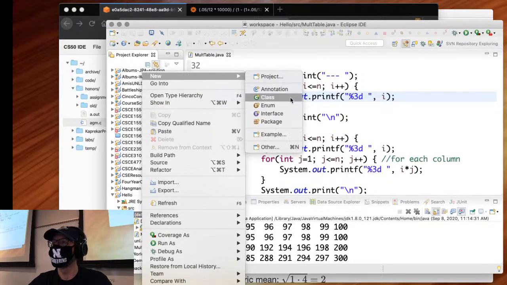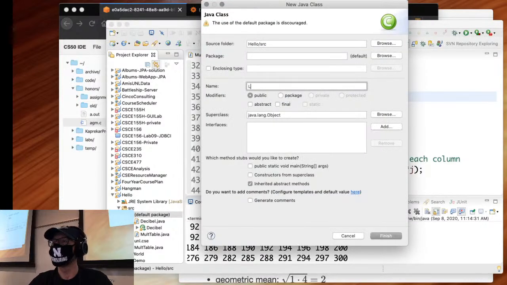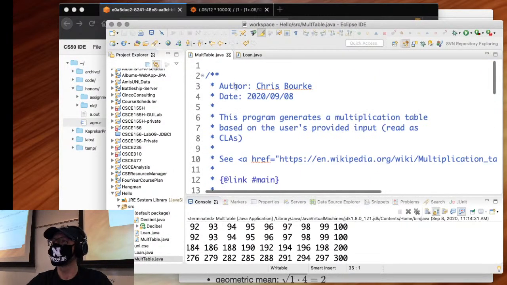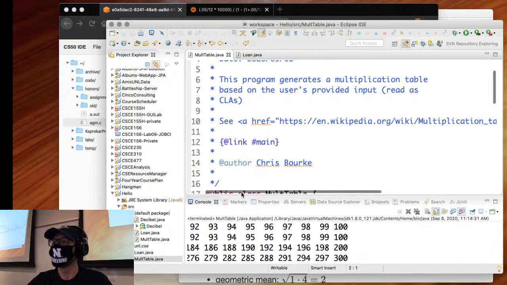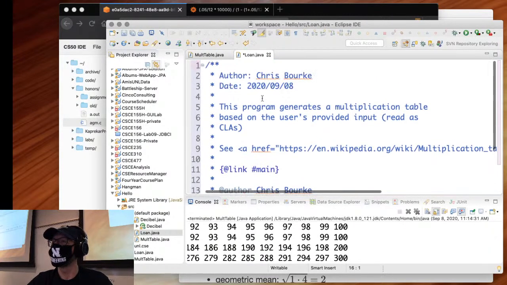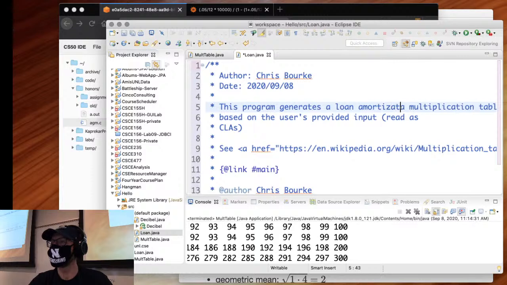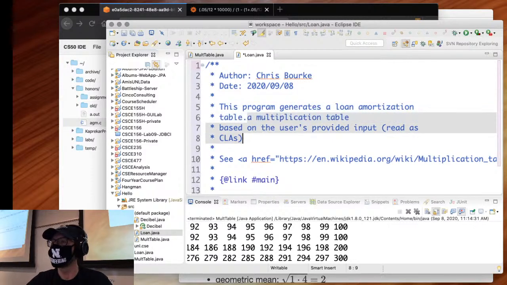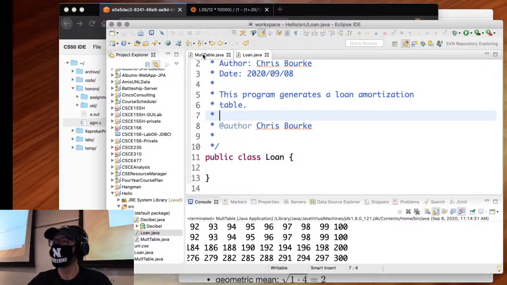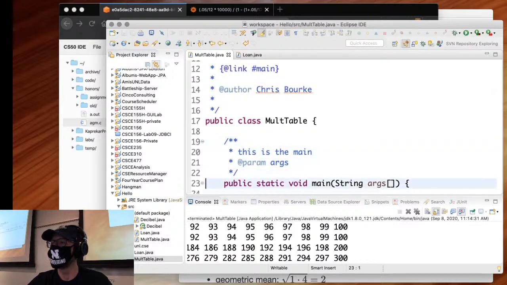New class loan. There we go. I'm going to steal some stuff. My documentation. Same day, this program generates a loan amortization table. There we go. You get rid of all this demo stuff up here. I'm going to steal the main.